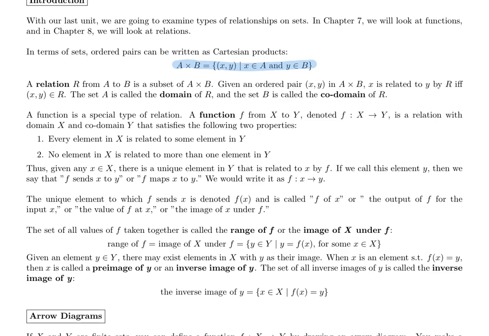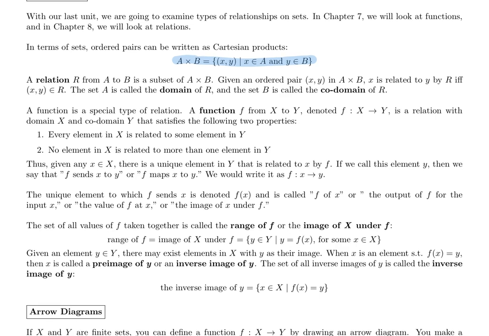A relation R from A to B is a subset of A cross B, or A times B. Given an ordered pair x, y in A by B, x is related to y by R if and only if the ordered pair x, y is also in R. The set A is called the domain of R, and the set B is called the codomain of R.